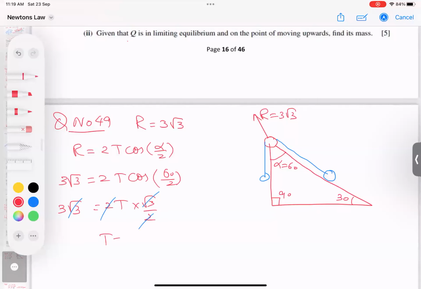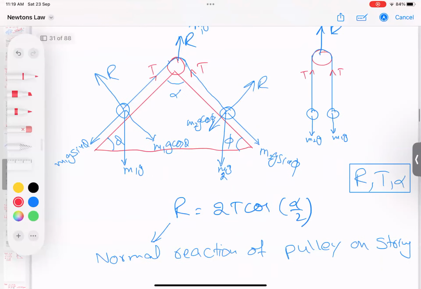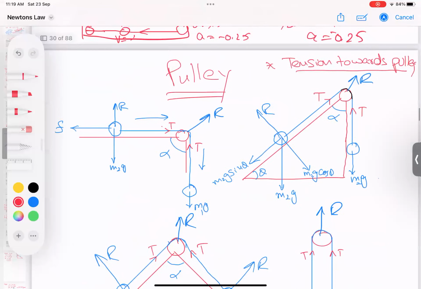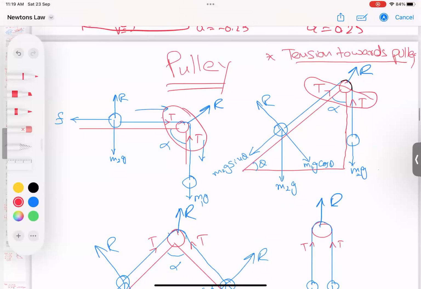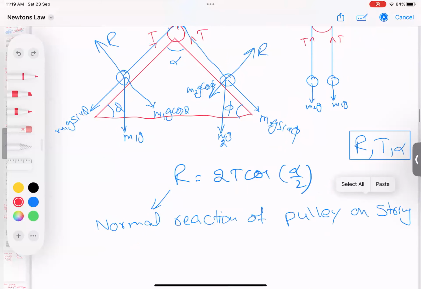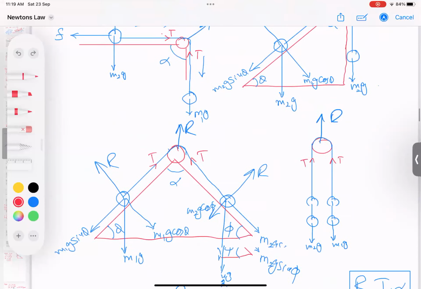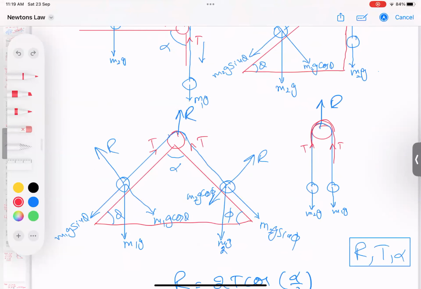So just for your clarity, I give you this concept here. Have a look here: one basic criterion is tension towards the pulley, tension towards the pulley, on both sides. This is one basic idea I gave, extra knowledge, and the tension is always equal to each other. Okay, that is very clear, because basically we have one string only, that is why. There are no two strings, that is why the tension is the same.